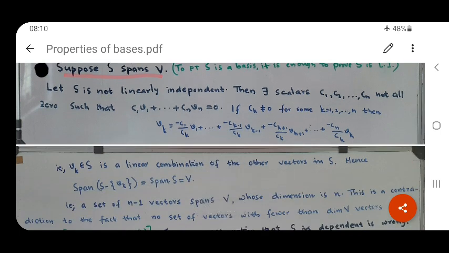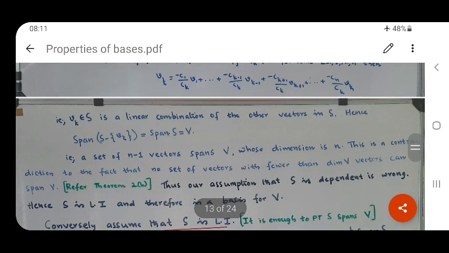Hence, by removal of Vk from S, span of S minus Vk and span of S are the same. That means span of S minus Vk is V itself, because span of S is V. So we get a set of n minus 1 vectors that spans V, which is not true because the dimension of V is n. Therefore, we have a contradiction, so the assumption goes wrong.